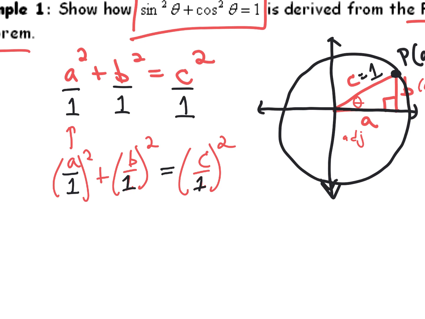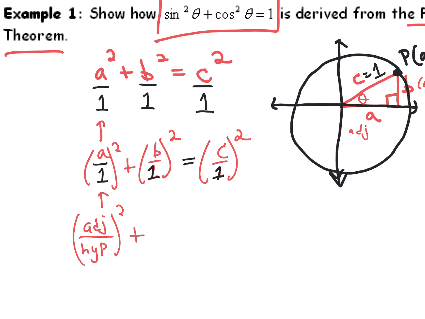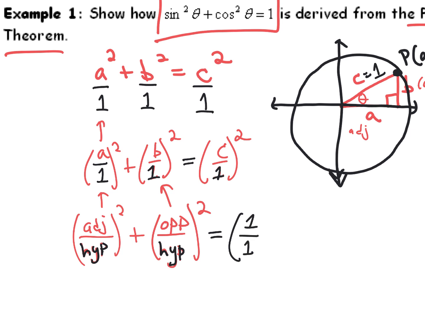So when I look at a over 1, this also gets replaced. a over 1 is adjacent over our hypotenuse, squared. b over 1, if you look at the circle, b is actually the opposite side to theta. So b is now taking the place of opposite, and 1 is your hypotenuse. I should make my hypotenuse black, because it was 1. And don't forget your squared. Then c over 1. But c in this case was special. c was 1. So on the other side of the equal sign I now have 1 over 1 squared, because c on our circle was 1.